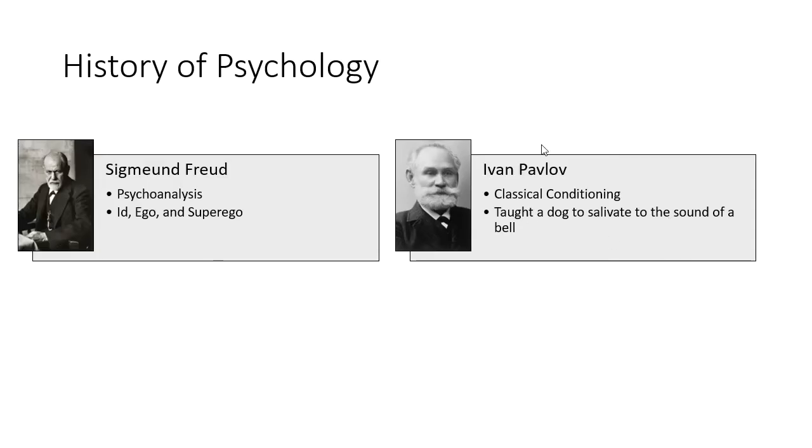So, Ivan Pavlov is a Russian biologist, and he came up with this idea called classical conditioning, where he was able to teach dogs to salivate to the sound of a bell. What he did was he presented the bell with a piece of meat, and the dog would salivate to the piece of meat. But eventually, he took the piece of meat away and rang the bell, and the dog started salivating to the sound of the bell.